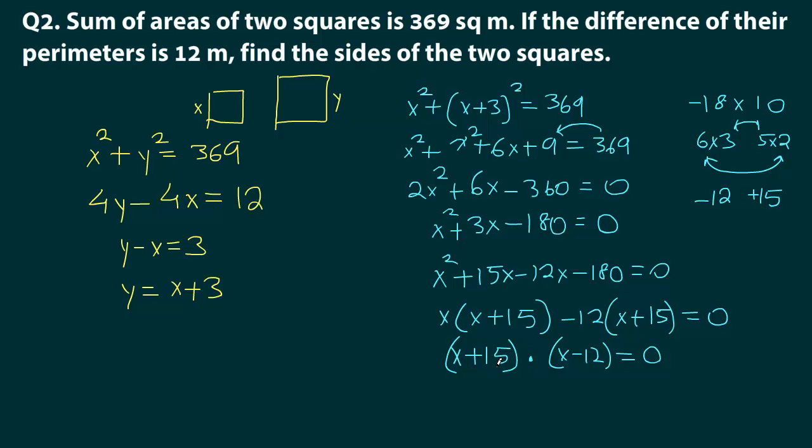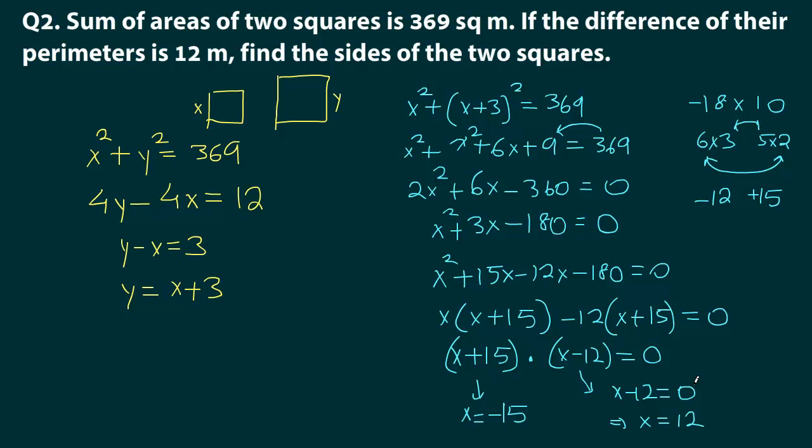If the first term is 0, then x plus 15 is 0, so x equals minus 15. And similarly, if x minus 12 is 0, then x equals 12.